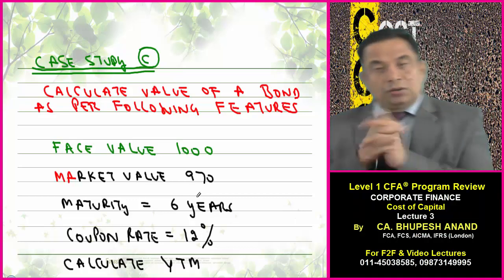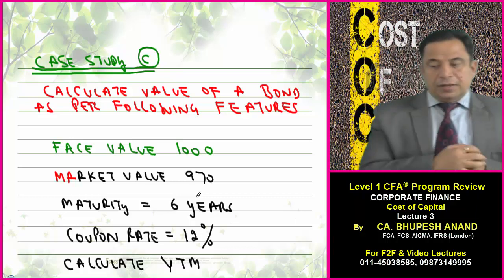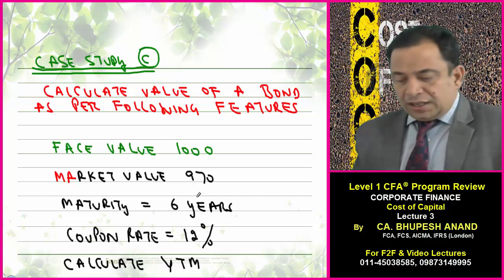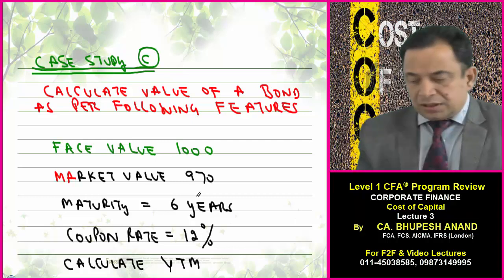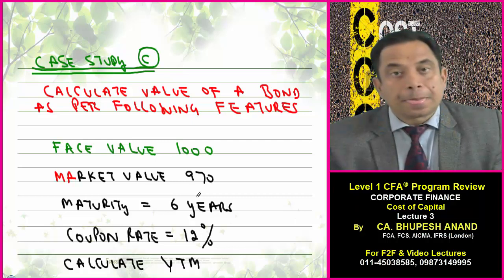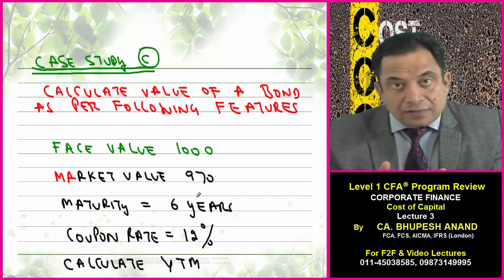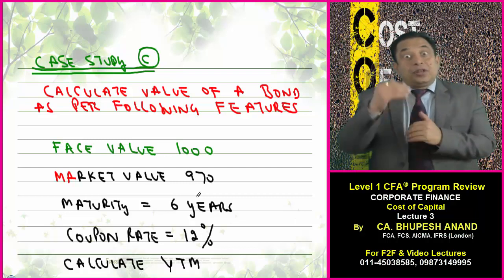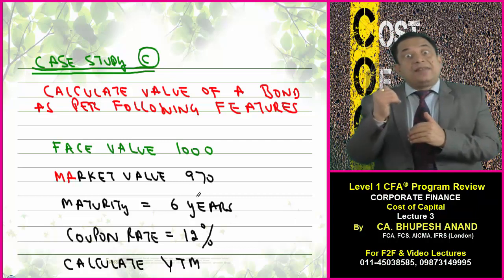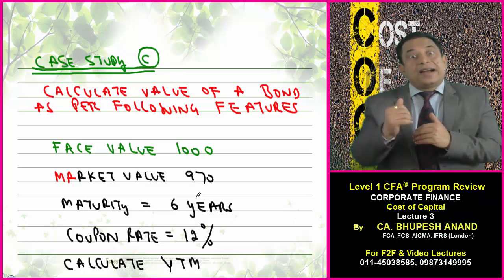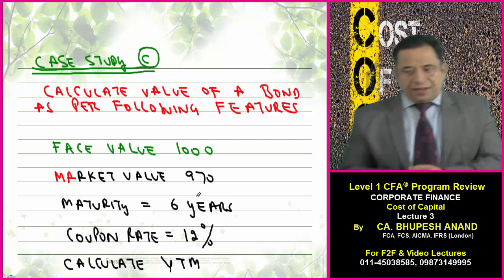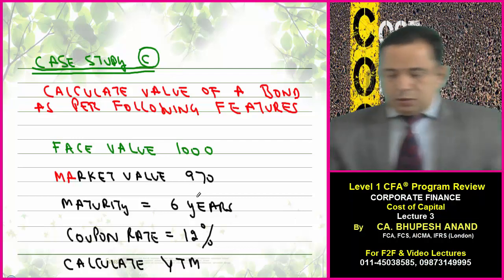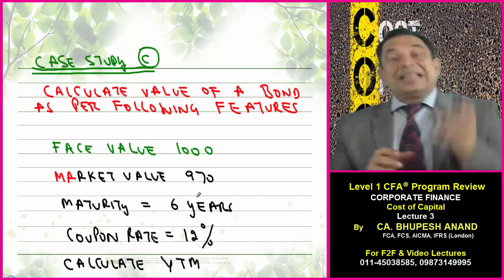Face value is 1000. Market value is 970. Maturity is 6 years. Coupon rate is 12%. Calculate YTM. Now in this I have given present value as well as future value, and I will be calculating YTM. With all these four case studies, I will prove that cost of debt is YTM and not interest rate. So I have to calculate IY.